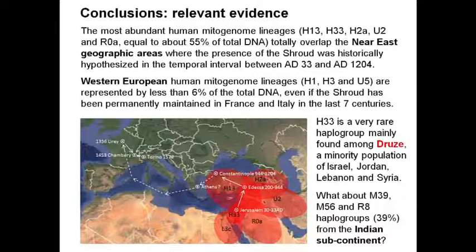This is a very important, relevant evidence. The most abundant human mitogenome lineages totally overlap the Near East geographic areas where the presence of the Shroud was historically documented or hypothesized up to the sack of Constantinople. Western European lineages are represented by less than 6% of the total genomic DNA found in the Shroud, even if the Shroud has been permanently maintained in France and Italy in the last 7 centuries.